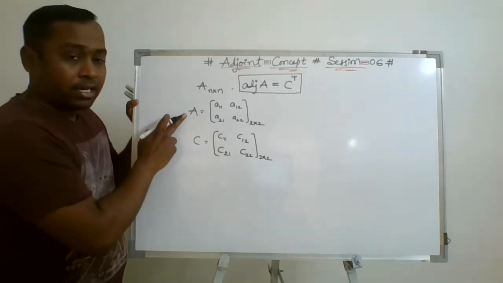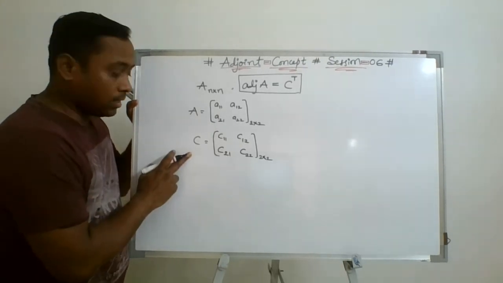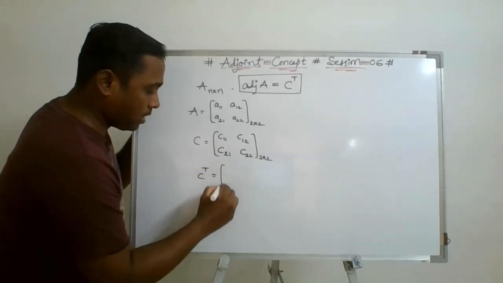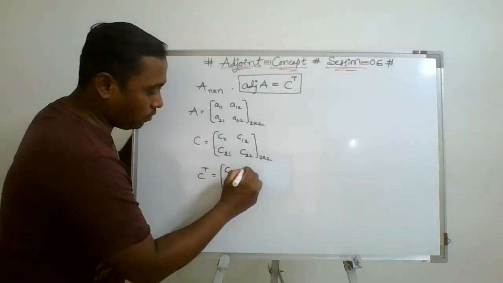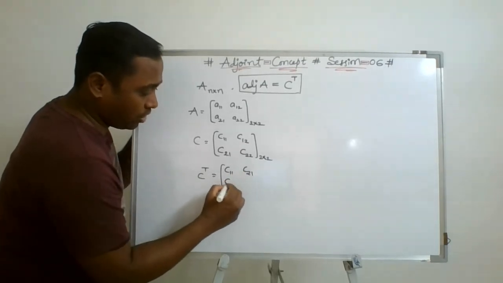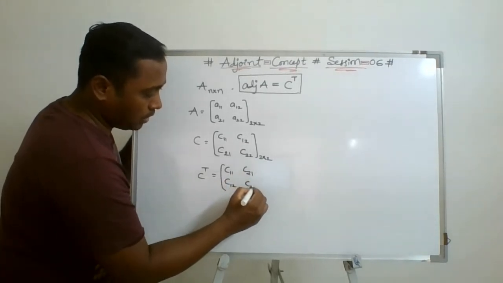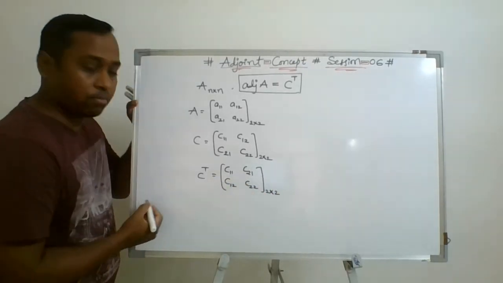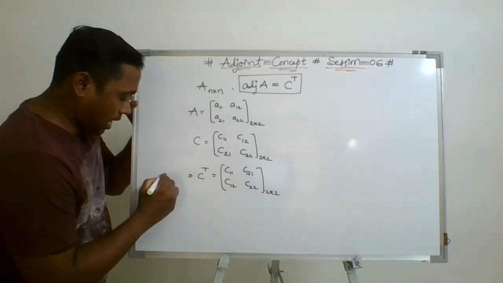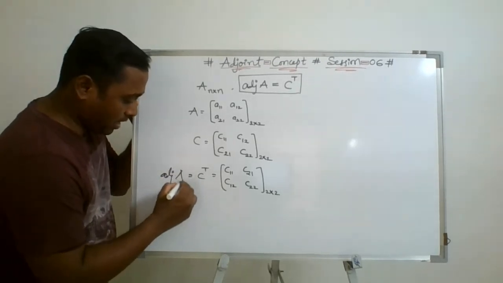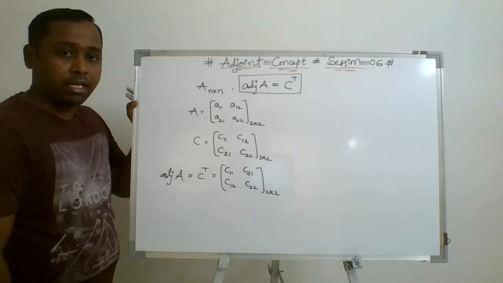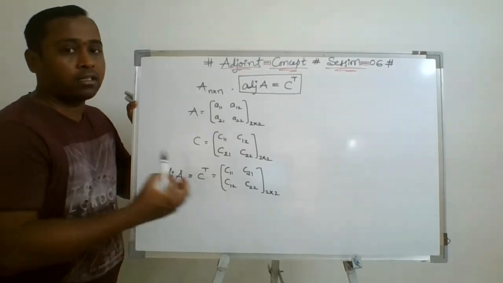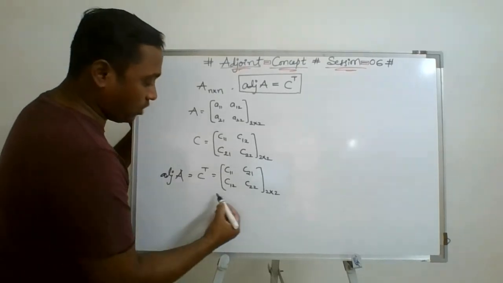If the given matrix is A, then the cofactor matrix is C, then its transpose. What is the transpose of this cofactor matrix? It would be C11, C21, with rows and columns interchanged, then C12, C22. So this is the transpose of the cofactor matrix, which is termed as the adjoint of matrix A. So simply, adjoint of a matrix means it's just the transpose of the cofactor matrix. So this is what adjoint is.